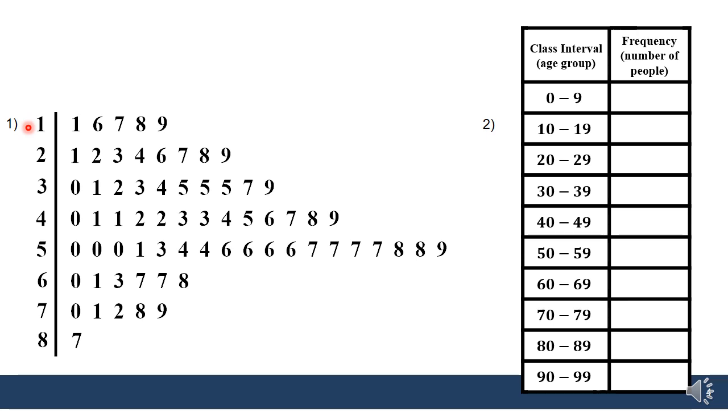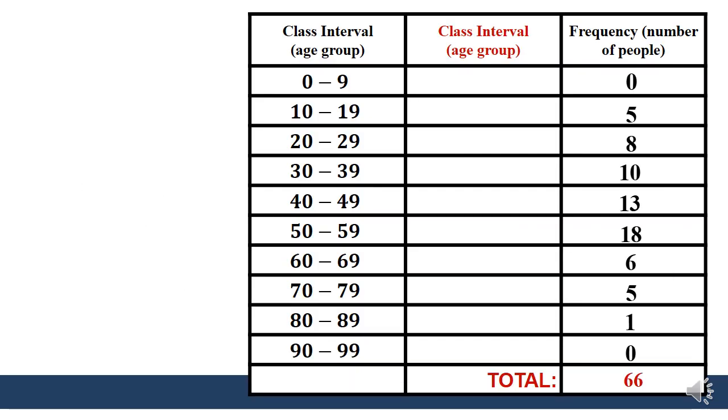Then all we need to do is count up the numbers. So 0 to 9, there weren't any, so 0. 10 to 19, there are 5 different data points. From 20 to 29, I have 1, 2, 3, 4, 5, 6, 7, 8. So there are 8 people that fall into that interval. And then we have 10 in the next one, and so forth. Okay, so completing that table, you should get the frequencies as we have here in the right-hand column.